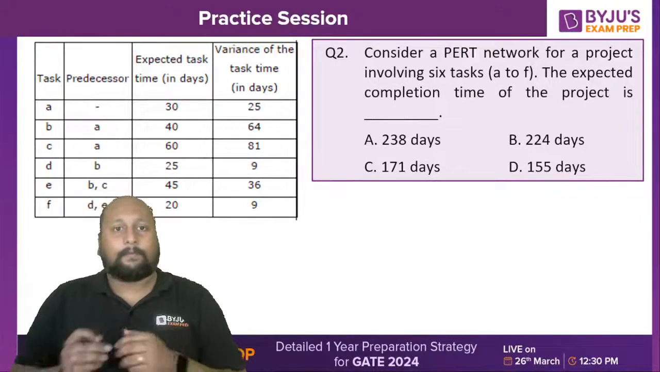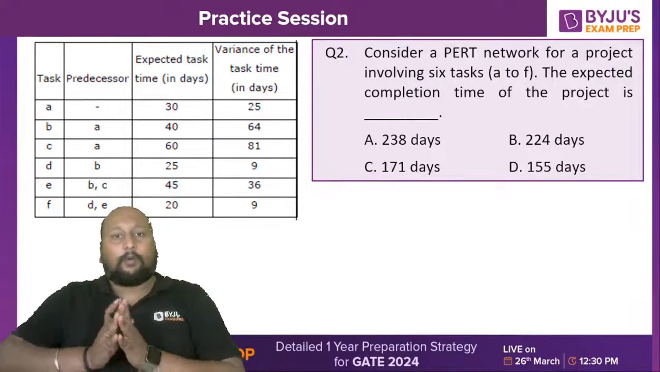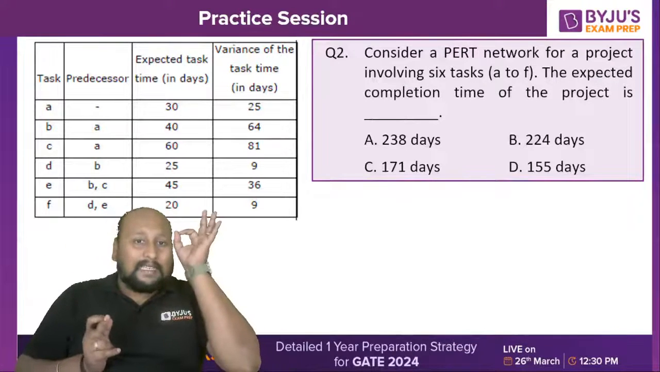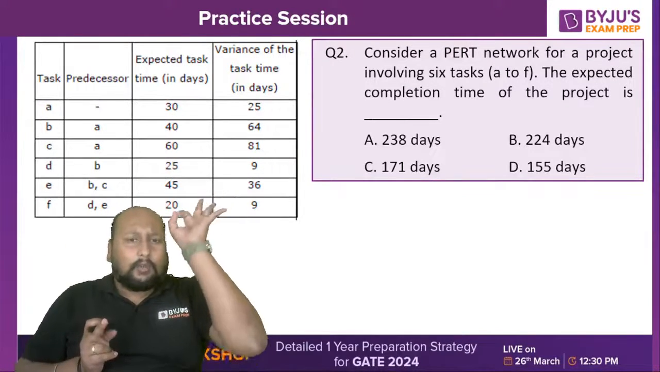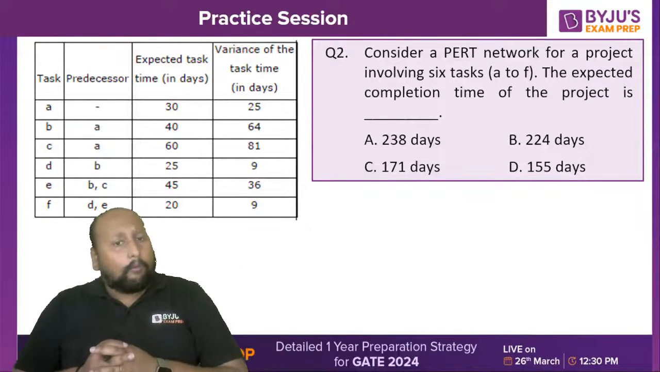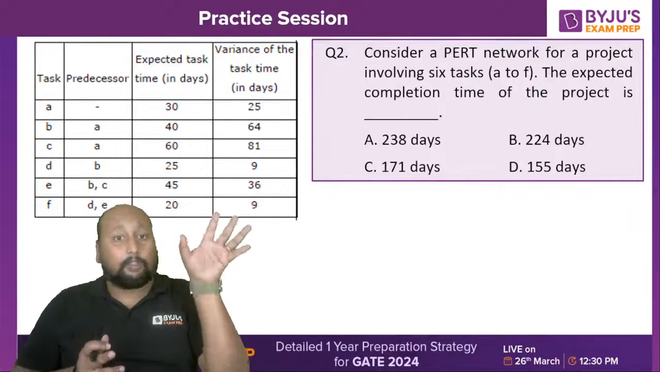Okay, let's see. So whenever you are getting a question like this, what you have to do is, first of all, see, is there any predecessor relation being given? They have directly given the predecessor. So can we draw the network diagram by looking at this table? Quickly draw the network diagram, making sure the predecessor logic is fulfilled.